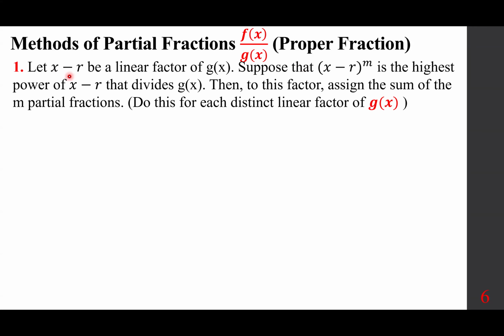Let x minus r be a linear factor of g of x, the denominator. Suppose that x minus r to the power of m is the highest power of x minus r that divides g of x. Then to this factor, assign the sum of the m partial fractions. Do this for each distinct linear factor of g of x. In other words, a sub 1, some number over x minus r, plus a sub 2, some other number over x minus r squared, all the way to x minus r to the power of m. That's the idea, everybody.